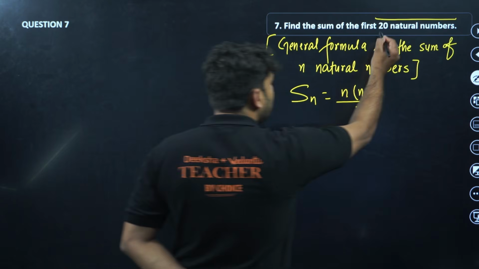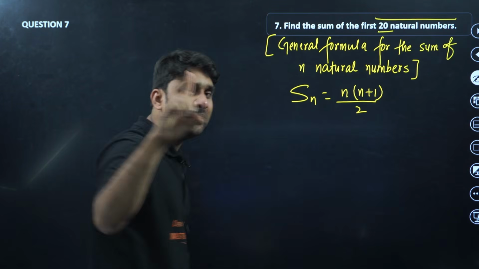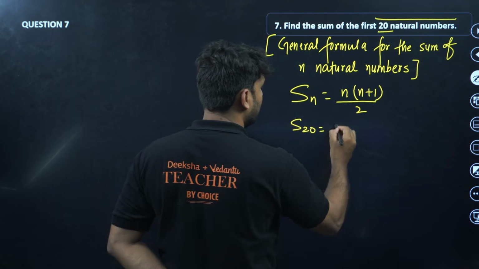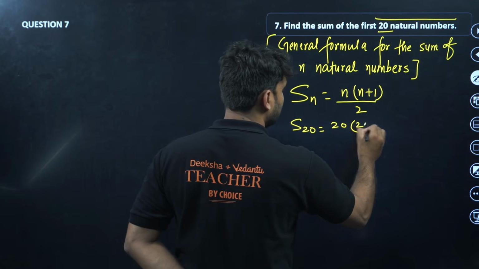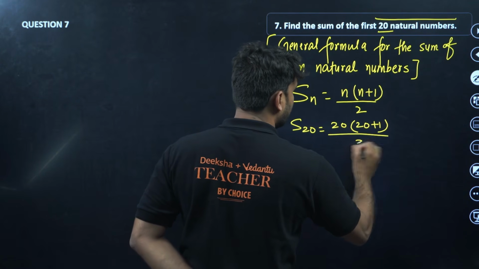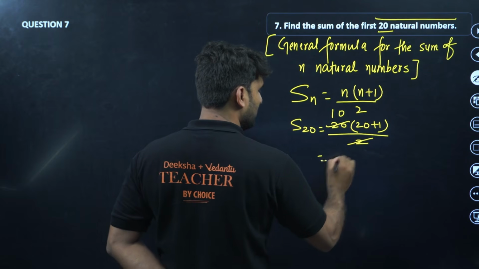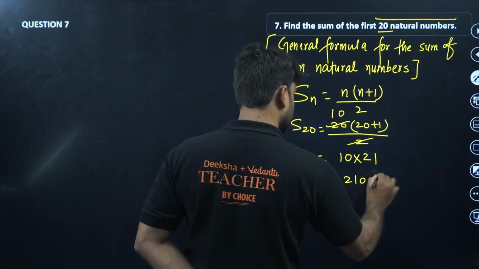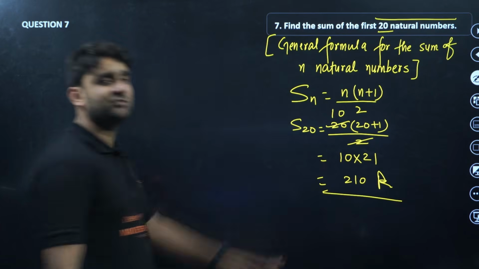How many natural numbers are we talking about in this question? 20 natural numbers. So S20, let's put 20 here, and in place of n, 20 times (20 plus 1) divided by 2. We will cancel this by 10 times. So 10 into 20 plus 1, which is 21. So the answer is 210. This will be the answer.